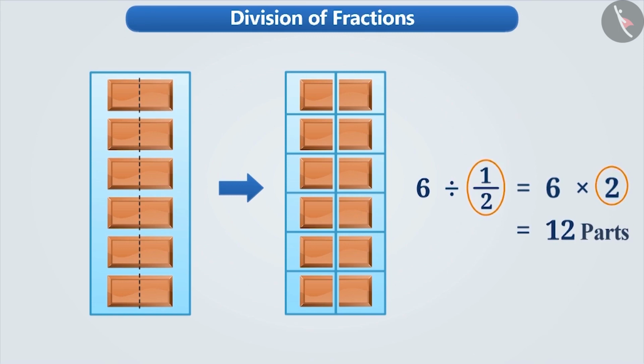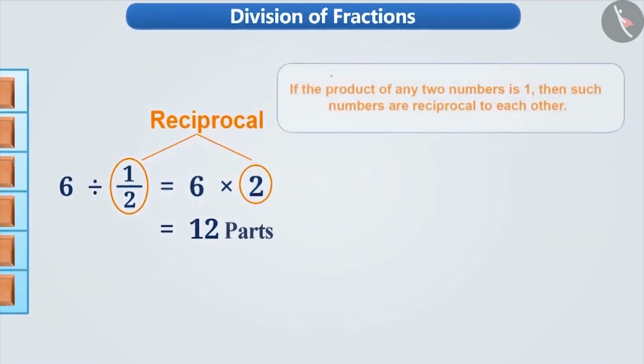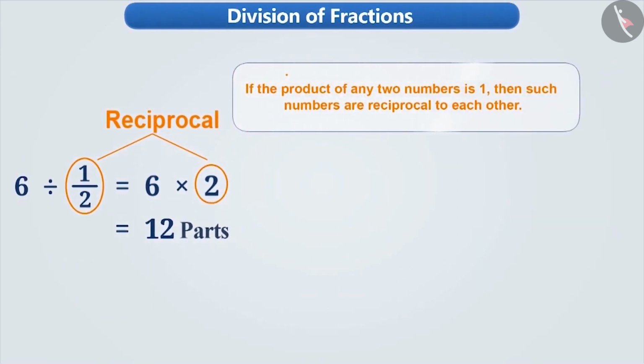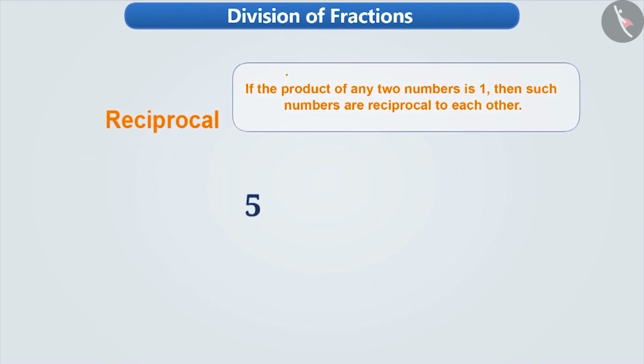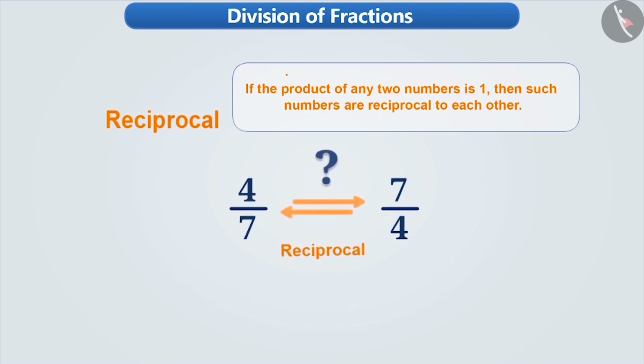Here, 2 and half are reciprocals of each other. If the product of any two numbers is 1, then such numbers are called reciprocals of each other. Similarly, 5 and 1 by 5 are reciprocals. Can you tell whether 4 by 7 and 7 by 4 are reciprocals or not? Think about it.